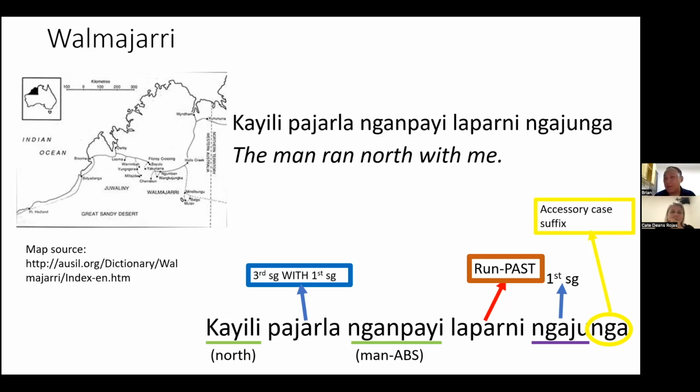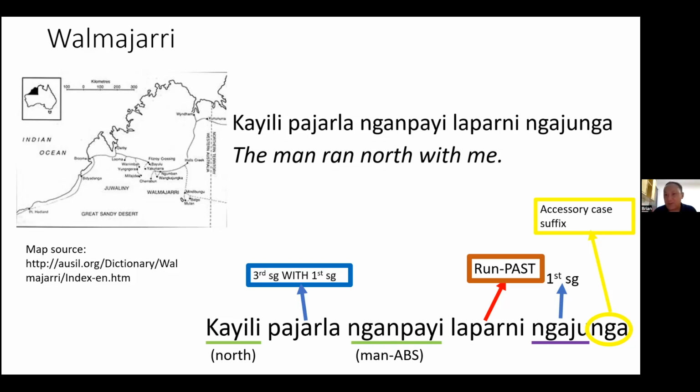So the man ran north with me is kaili pajarla nganpayi laparni ngajonga. So the pajarla is the auxiliary, but it never changes for tense. Okay, what changes is the verb. All right. The other thing is that this language has a very elaborate auxiliary system, even more than Warlpiri. You can not only say I did something to you, so subject, object. It can be I gave something, I gave it to her as well, or I did something with someone else.